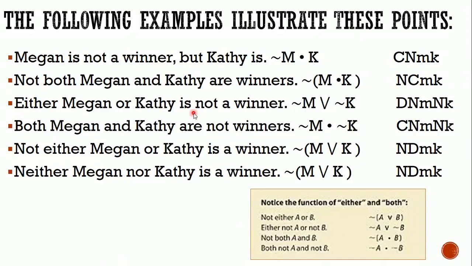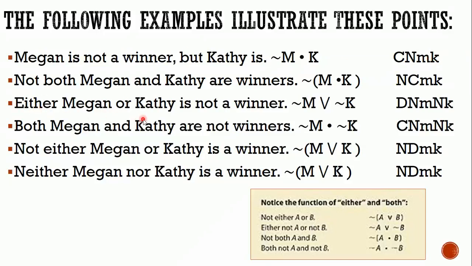Here are some good examples. Megan is not a winner, but Kathy is. It's not the case that Megan's a winner and Kathy. Not both Megan and Kathy are winners. So it's not both, not the case that this. Negation is the main operator. Capital C, this is a conjunction, and then M, K. To go back to the earlier one in Polish notation, you have capital C, conjunction, which is the main operator, and you have the negation of M and K. Conjunction, so these are the two conjuncts.